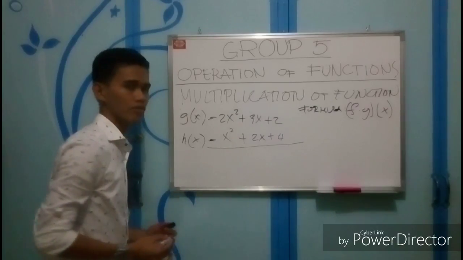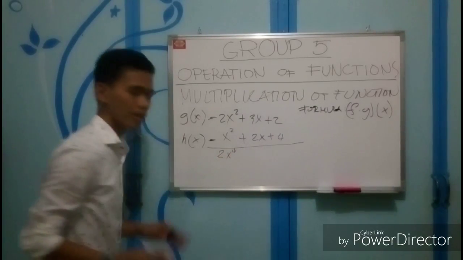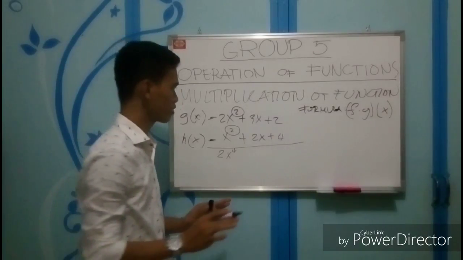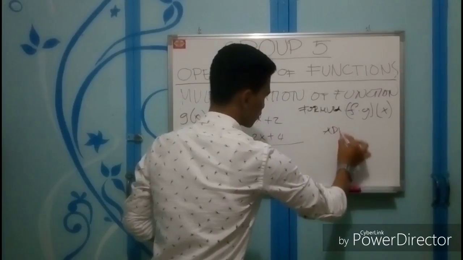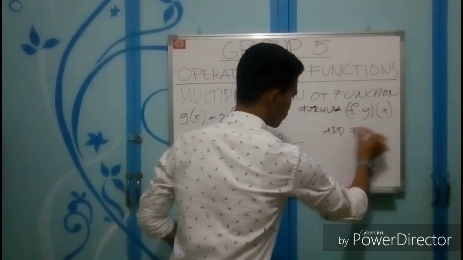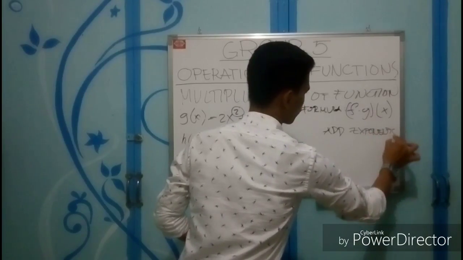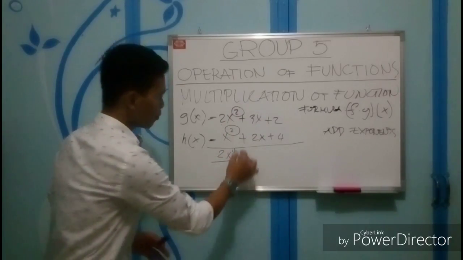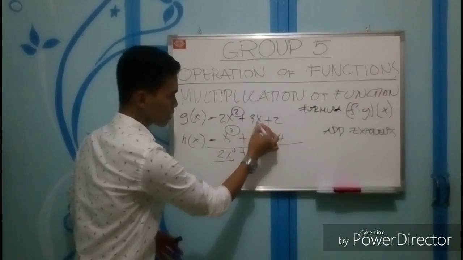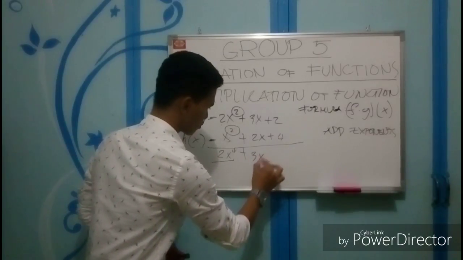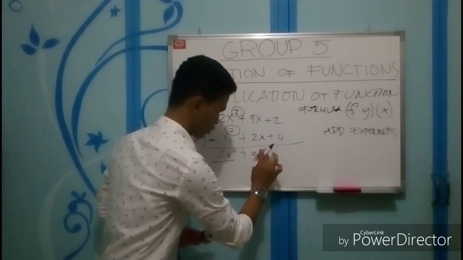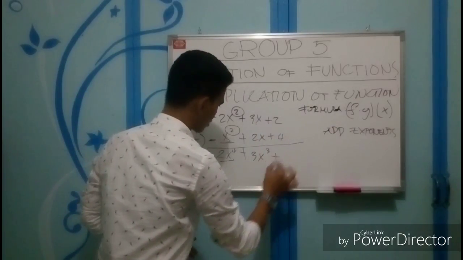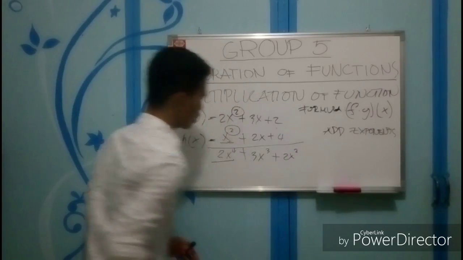x squared times 2x squared is equal to 2x to the fourth. Since we have the exponents here, what are we going to do? The rule of exponents in multiplication, we're just going to add the exponents. So in this case, x squared times 2x squared is equal to 2x to the fourth, plus x squared times 3x is equal to 3x squared. Sorry, it should be 3x cubed. I'm sorry for that. The next one is x squared times 2 is equal to 2x squared.